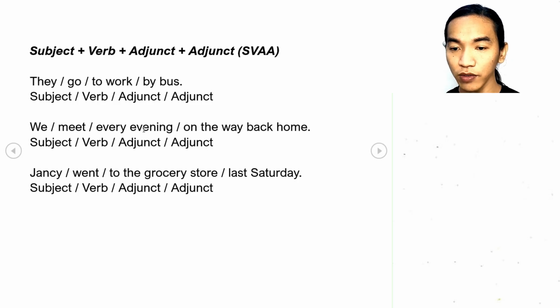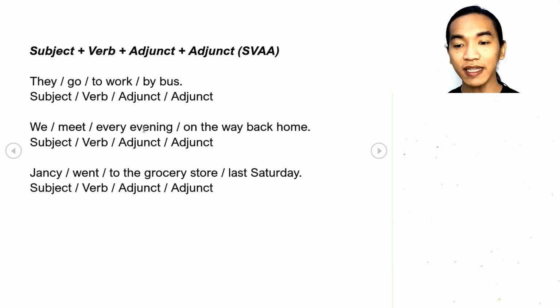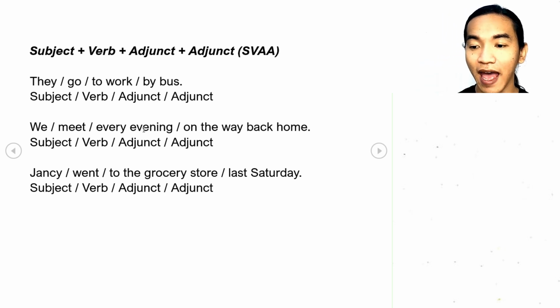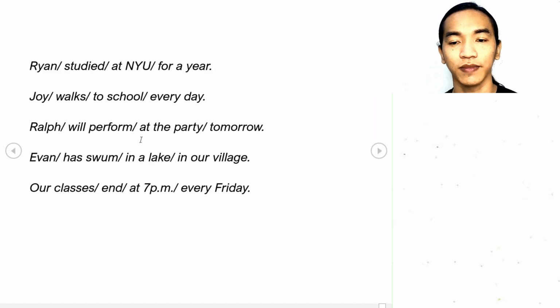They go to work by bus. So you see the adjunct there, to work by bus, is also another adverbial place. We meet every evening on the way back home. Jancy went to the grocery store last Saturday. Okay, so as you can see, we have your SVAA sentence pattern. All right, next one. Let's take a look at more examples.